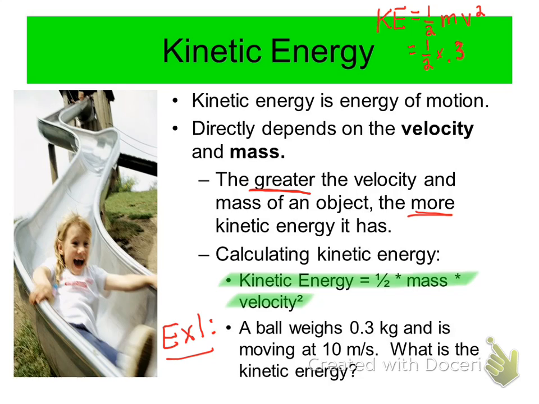All right, and so 0.3, and then what's the velocity of our ball in the problem? What is our velocity? What is the velocity, Joe? 10 meters per second, so we're going to do 10 squared. All right, so you're following along with me.